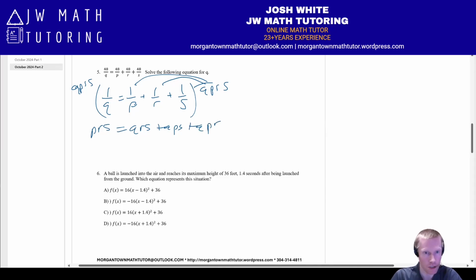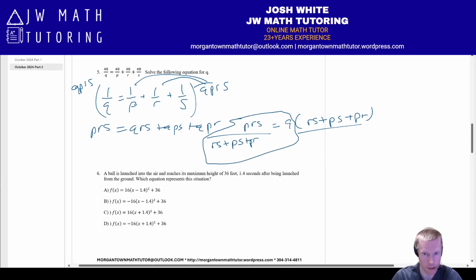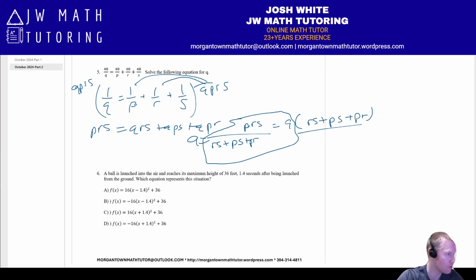Since you're solving for Q, you need all of the Q terms on the same side. They already are on the right side. So then you can factor a Q out and you get RS plus PS plus PR. And then you just divide by that on both sides, RS plus PS plus PR. So your answer is basically going to be this right here. This obviously is multiple choice, so it would probably have Q equals on the left side instead of equal to Q, but you get the idea. PRS over RS plus PS plus PR. This is algebraically how you could do it. Now I will show you how to do this in Desmos.